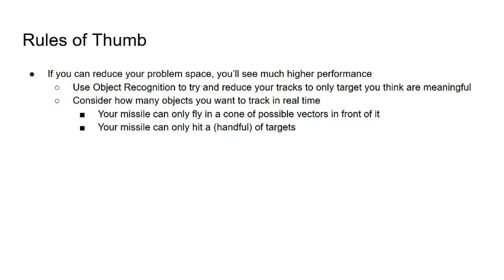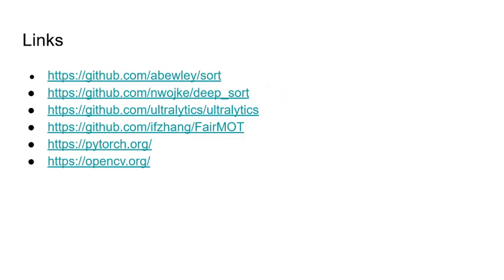And consider how many objects you actually want to track. Think of your problem space. Your missile flies forward. Your objects behind you probably don't matter too much, mostly because that's probably you. And it can also only hit a handful of targets. You might have a warhead with multiple kinetic vehicles on it, like a MIRV type of thing, but it still only has so many things in it. Your shotgun shell only has so many pellets. So if you can hit 100 objects, don't track 1,000 objects. I mean, you can, but something to consider there.